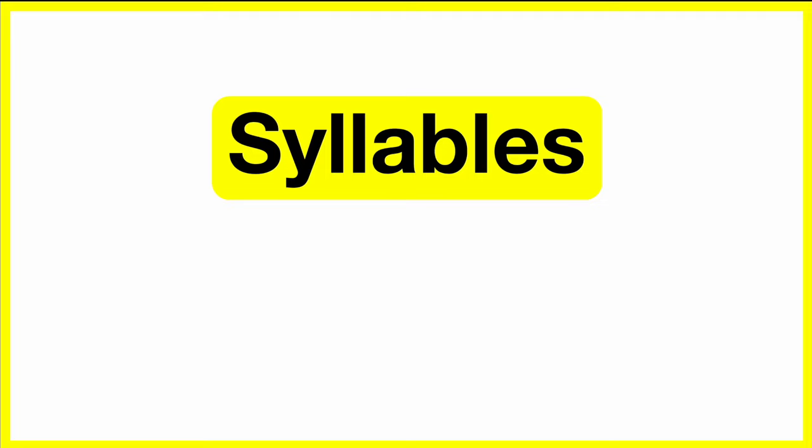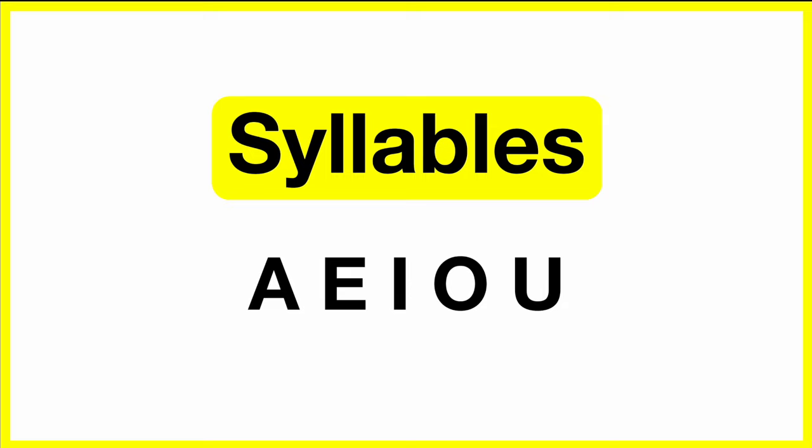A syllable is part of a word that contains a single vowel sound that's produced as a unit. A, E, I, O, and U are vowels. A vowel is a sound that's made when air flows out of the mouth without being blocked by any part of the mouth or throat.